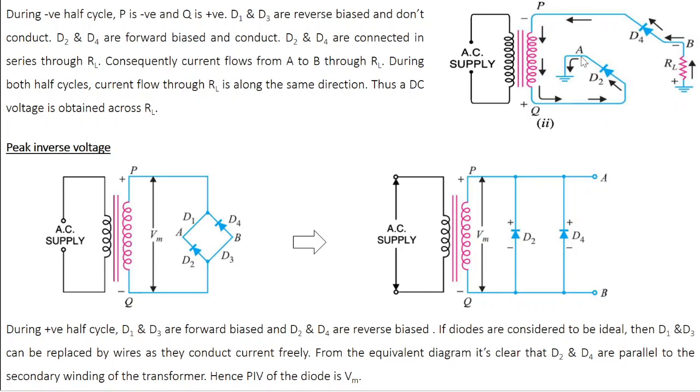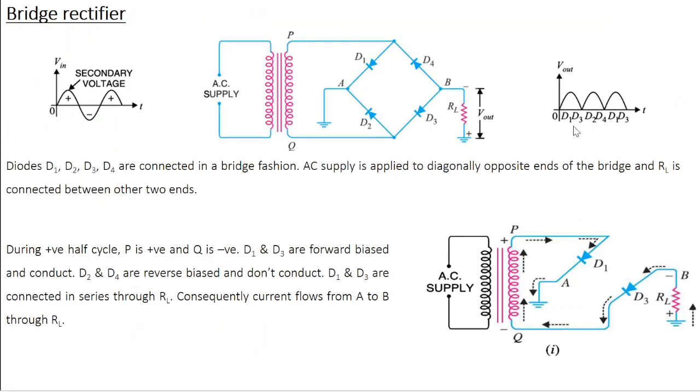Current flows from point A to point B through RL. Therefore, during both half cycles, current flows through RL along the same direction. Thus, you obtain a DC voltage. And if you look at the waveform, it is same as that of a center tap full wave rectifier. So both half cycles are utilized.